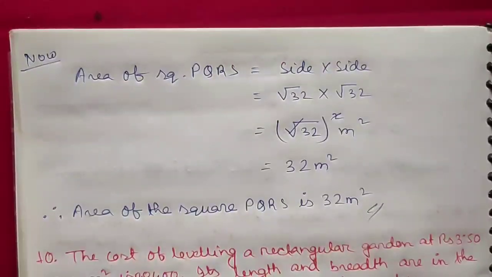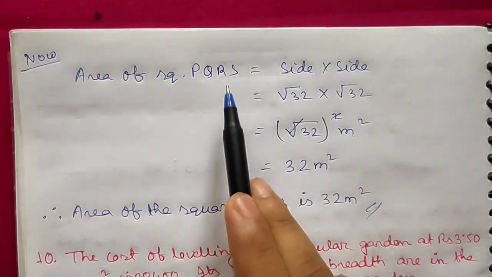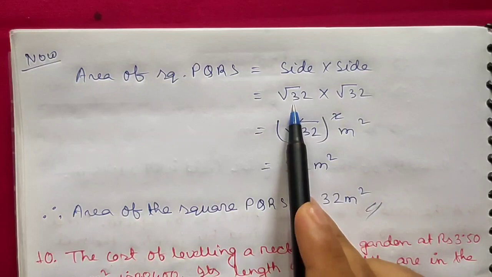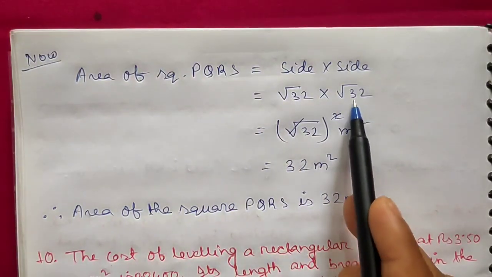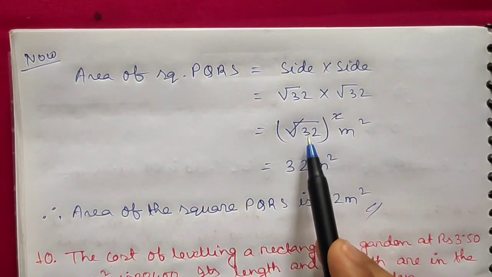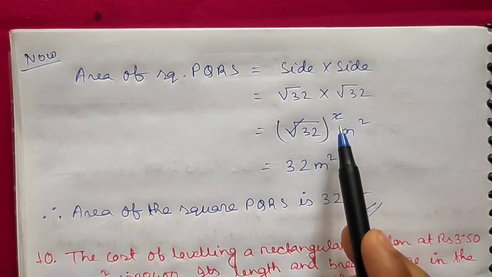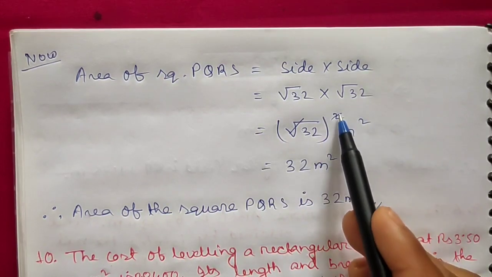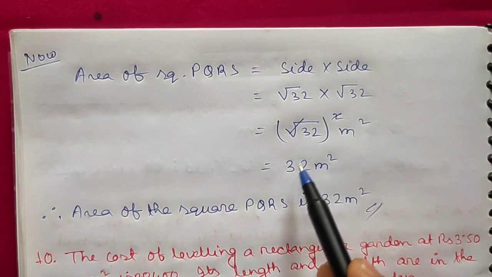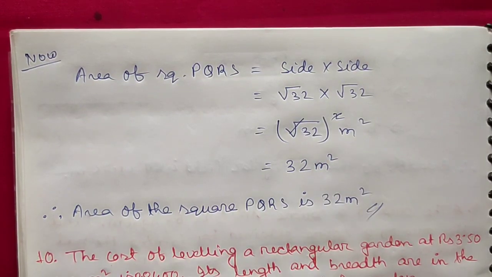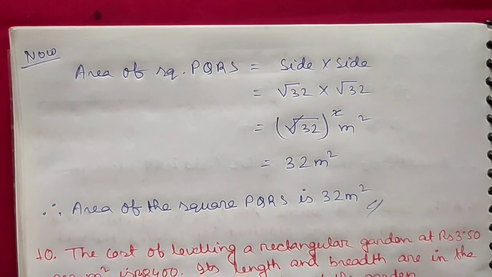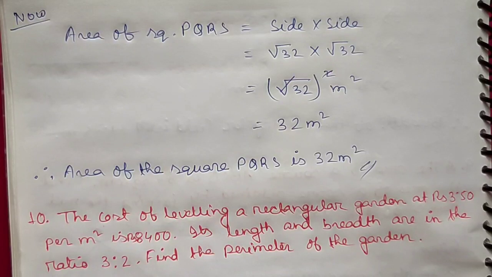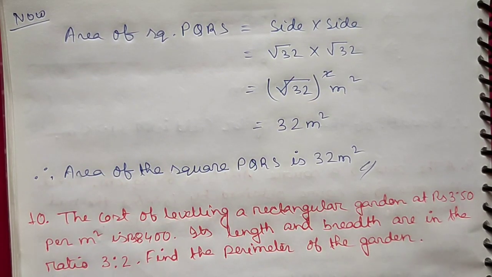Let's see. So area of the square PQRS equal to side into side. Side is root over 32, so root over 32 into root over 32. Now square and root cancel. That means 32 remains. So area of the square is 32 meter square. Therefore area of the square PQRS is 32 meter square.